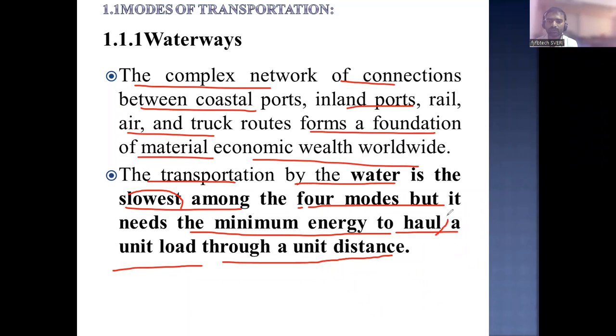Hauling means what? Haul means movement. To travel from one point to another point, the movement takes place. Haul. Okay, so waterways is the slowest. It is not fast, it is very very slow among the four modes, and it needs minimum energy to move a unit load through a unit distance. To move from one point to another point, it needs minimum energy.